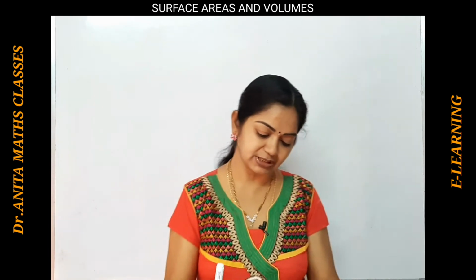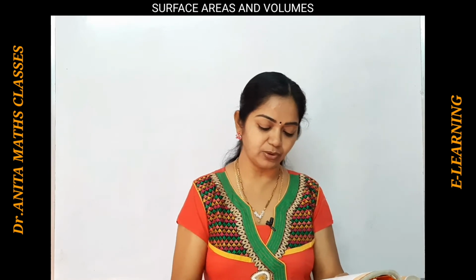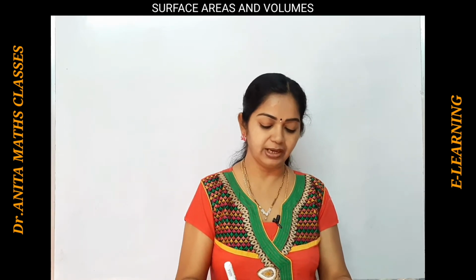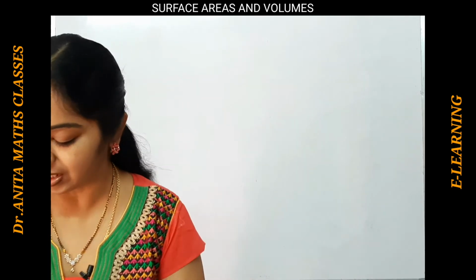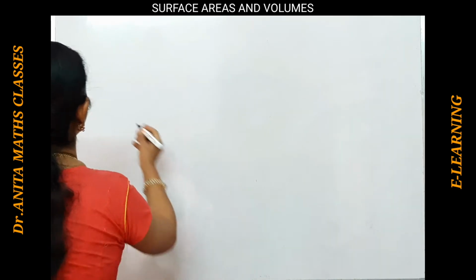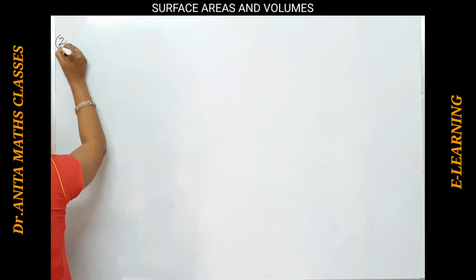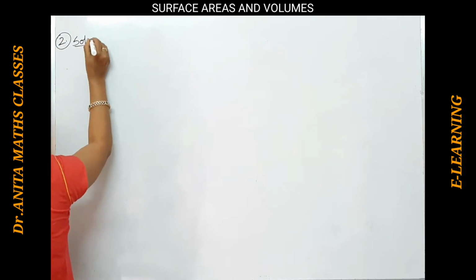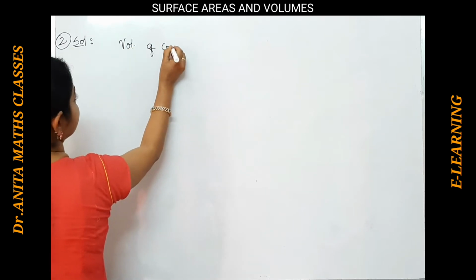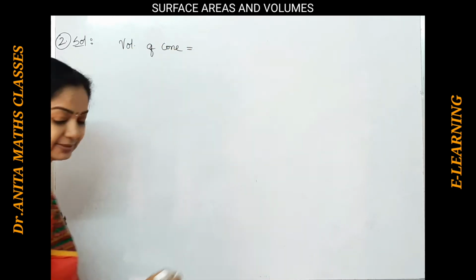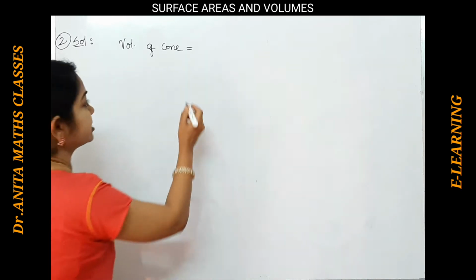I'll read out from the textbook the second problem. The volume of a cone is 462 meter cube. Its base radius is 7 meters. Find its height. This is a direct question. The volume of the cone is directly given as 462 meter cube.